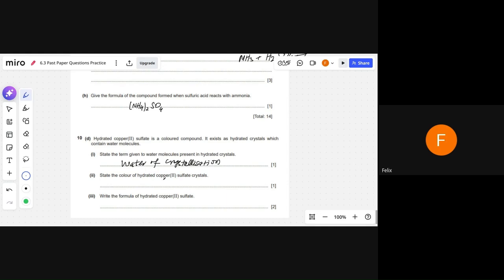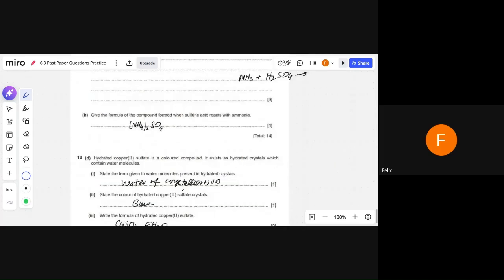State the color of hydrated copper(II) sulfate crystals. Memory based, you have to memorize and remember this. It's blue. And write the formula of hydrated copper(II) sulfate. The formula is CuSO4.5H2O, right? So I hope this is clear.